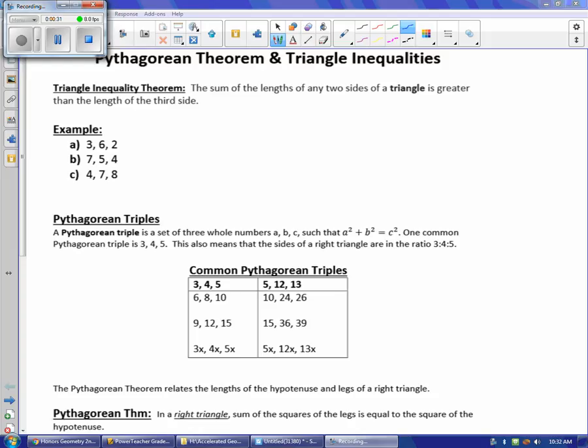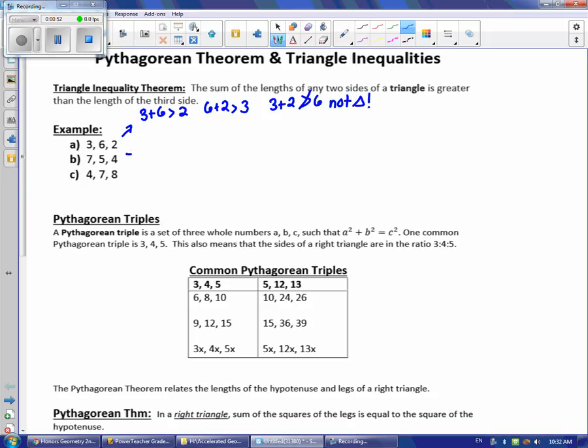So if you look at the first one, 3 plus 6 is definitely greater than 2. Okay, 6 plus 2 is greater than 3, but 3 plus 2 is not greater than 6. So those can't make a triangle.